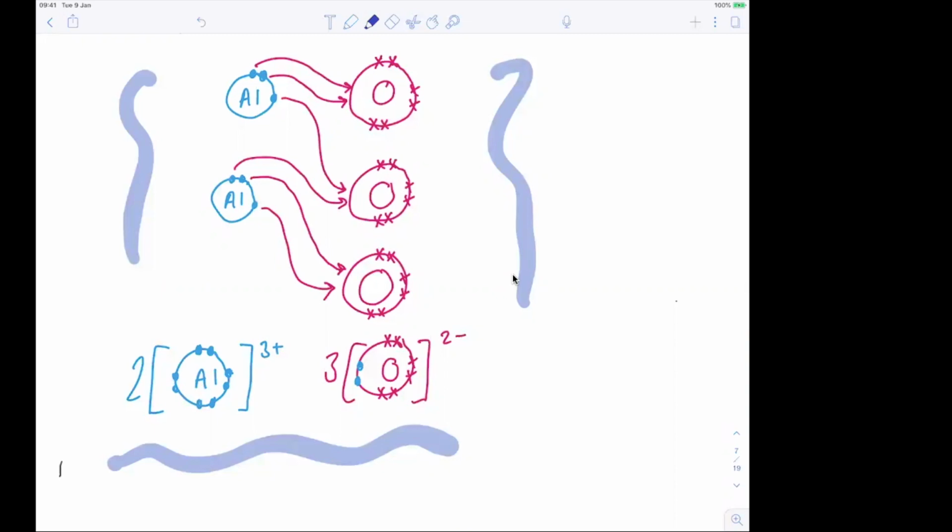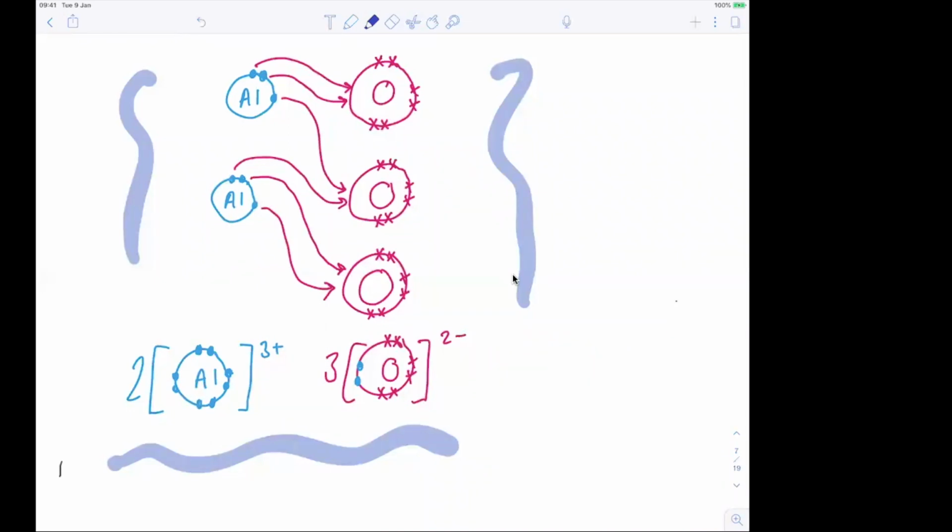How would you do it without drawing out the whole thing? It's about balancing and juggling numbers. So if you're good at mental maths and you know that aluminium needs to give away 3, oxygen needs to absorb 2, what's the common denominator? 6. So then you can kind of multiply it up in your head.